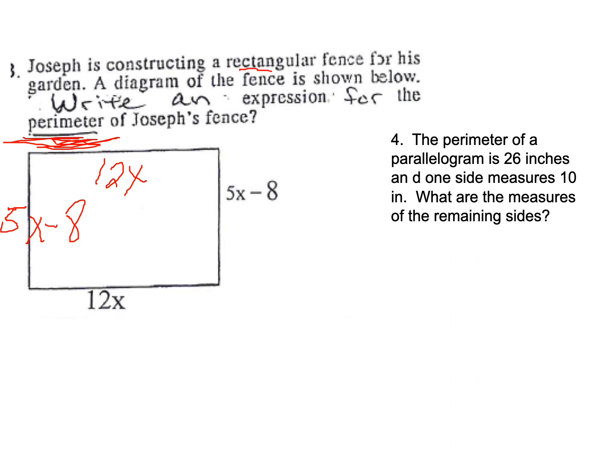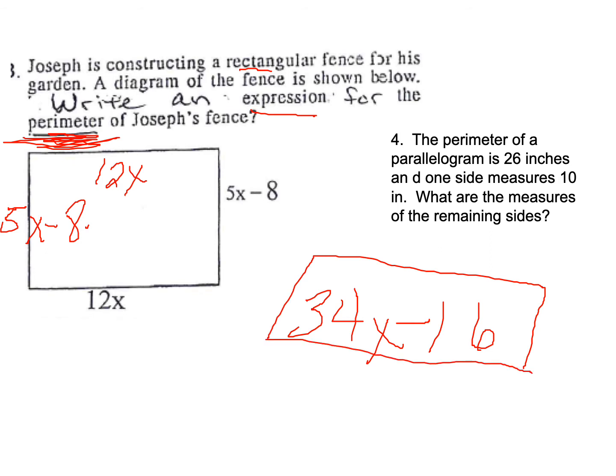So this is like an ACT problem. They'll make you read a bunch of junk about it, but then they just want you to set up the perimeter. Write an expression. So you're not going to get one number answer. You're just going to put all this together. How many x's? 5x, 5x, 12x, 12x. That's 34 x's. And then get my regular numbers together. -8, -8, that's -16. So this is my simplified expression for that perimeter. Okay, that's all they asked for, so stop.